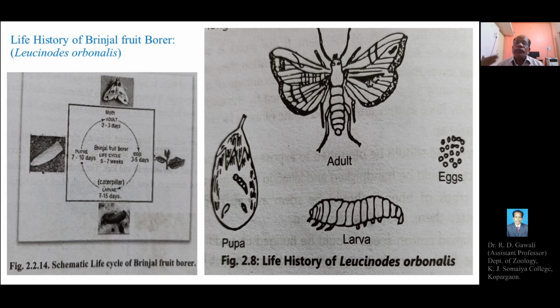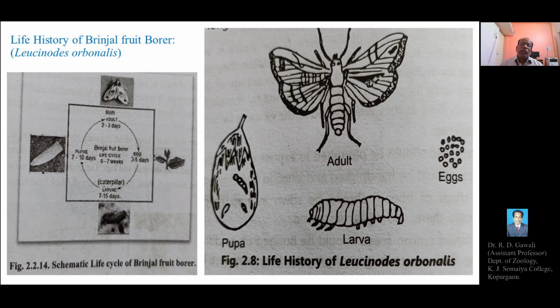Then after embryonic development of about 3 to 5 days, the eggs hatch into a larva called a caterpillar, which has mandibulate type of mouth parts and is pale white in color in the initial phase of development.